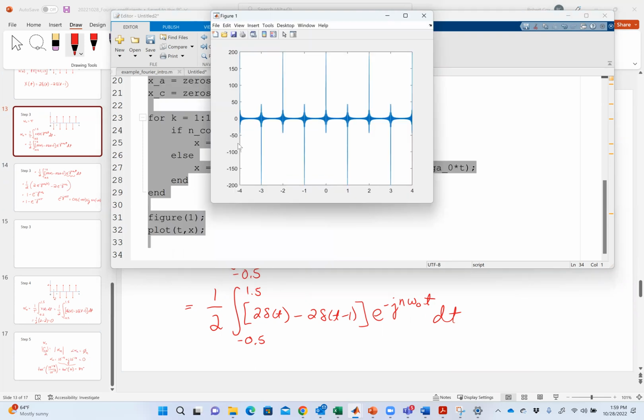It should get bigger and skinnier. And it did. All right. And if I were to keep going, that's what would happen. It would get bigger and skinnier, and eventually these Gibbs phenomena would go away. All right. Question?